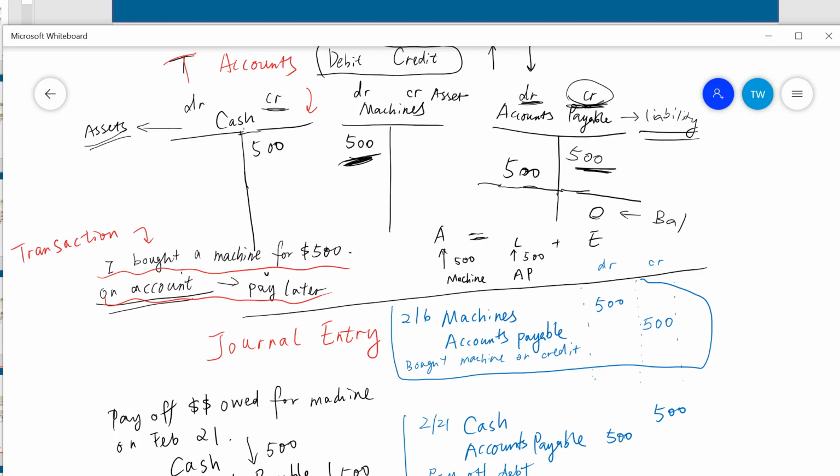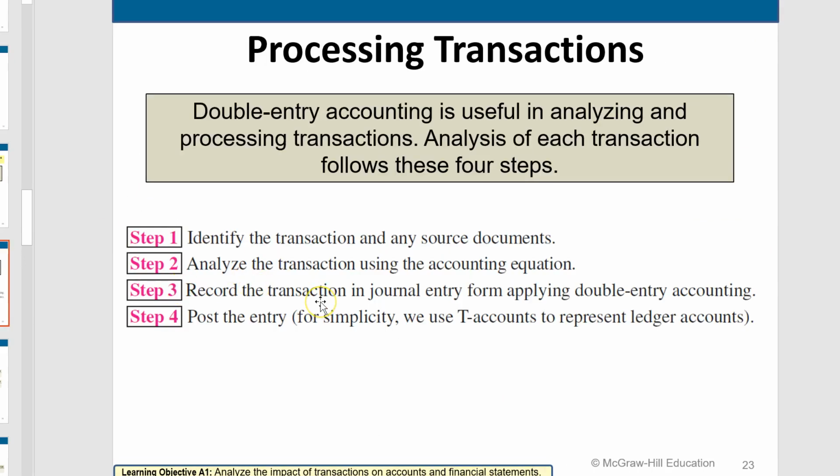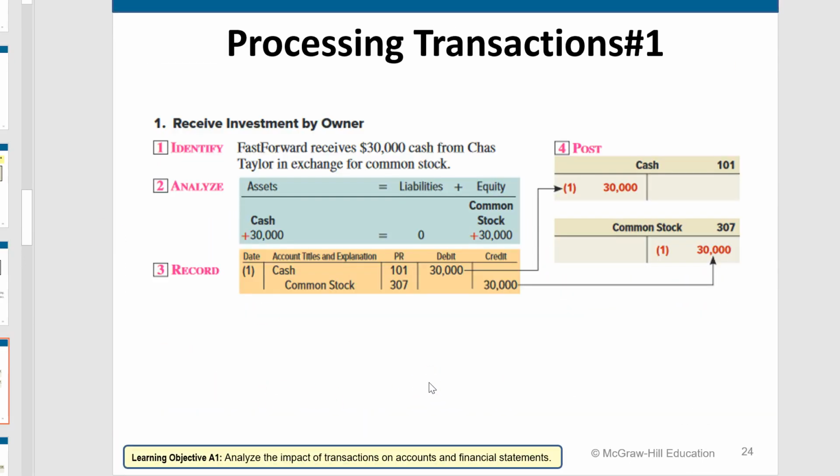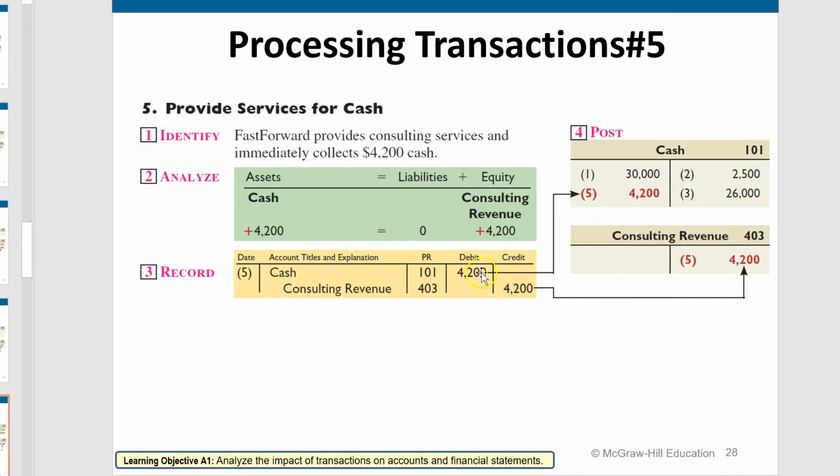All right, so that is a very simple example for recording transactions. In your slides, you have many really good transaction analyses, and they're also in your textbook. I encourage you to go through each and every one of them. The blue box is analyzing the accounting equation, and the yellow box is the journal entry. And on the right-hand side, those are the T accounts. Okay, so make sure you go through every one of these transactions.